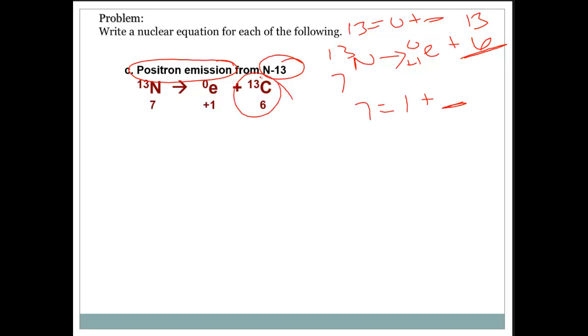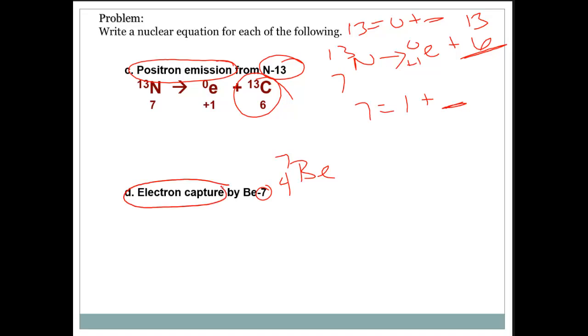And our last one we're going to be doing, beryllium-7. So that second number here is our top number. We look on the periodic table to find beryllium is number 4. Notice it has the word capture in it this time. It's actually part of the reactants now. 0 over negative 1 e is part of the reactants because of the word capture.